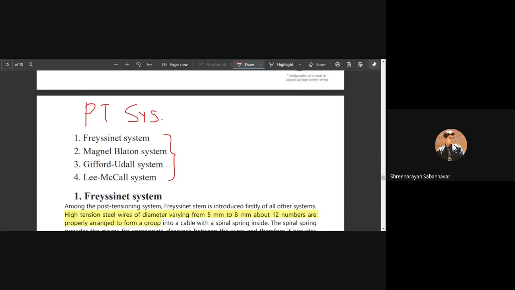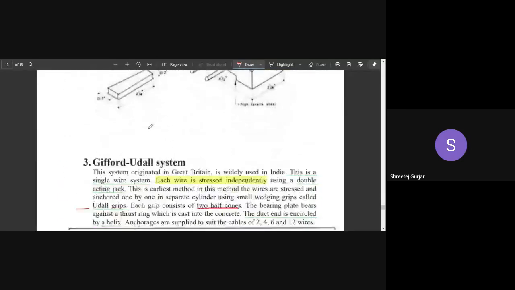Yes, Sir, can you please explain the fourth one in short? I lost my internet connection. Yes, I will just explain briefly what this Lee McCall system is.